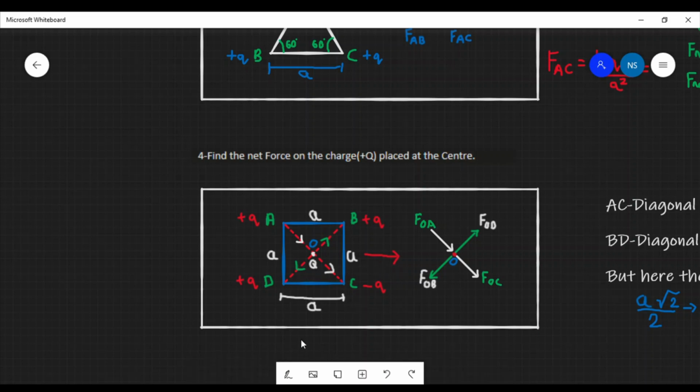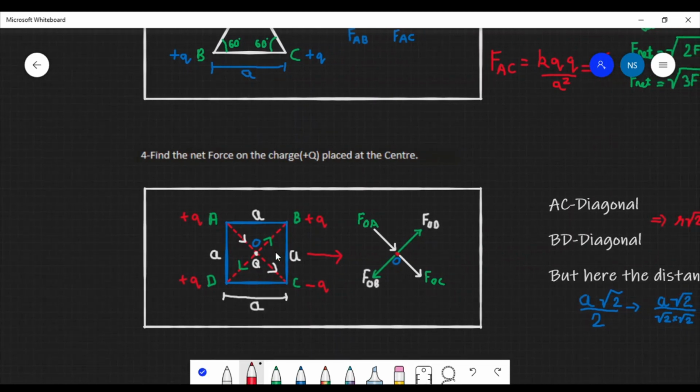Here we see that due to A, the force will be opposing this charge. Since the charge is plus Q, there will be a repulsion between these two charges, that is, it will oppose it in this direction. Or from B to O, there will also be a repulsion from this direction. So we get that the force will be in this direction, that is, it will be coming like this. This will be force on O due to B.